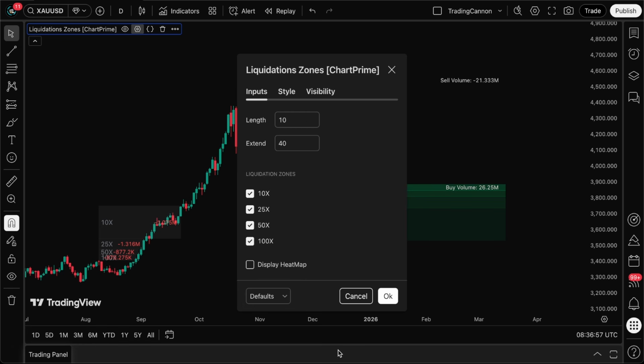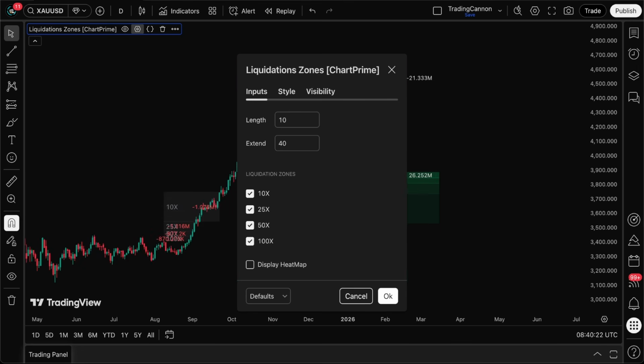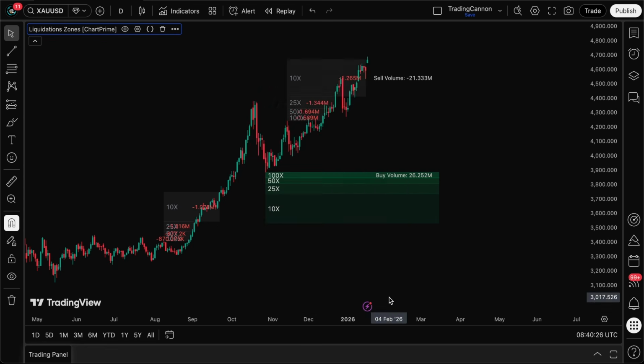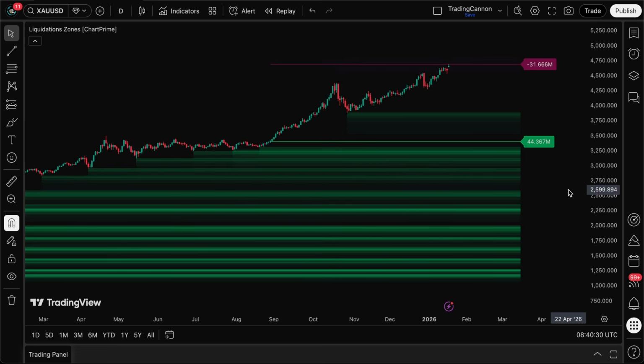Then, the leverage options. You can toggle on or off zones for 10 times, 25 times, 50 times, and 100 times leverage. I recommend keeping all on at first to see the full picture. But if you're trading lower leverage, turn off the higher ones to declutter. Finally, check the Display Heat Map box if you want that mode. It turns the zones into a visual heat map showing liquidity intensity.